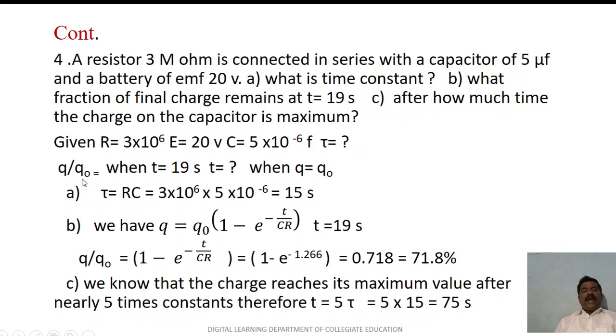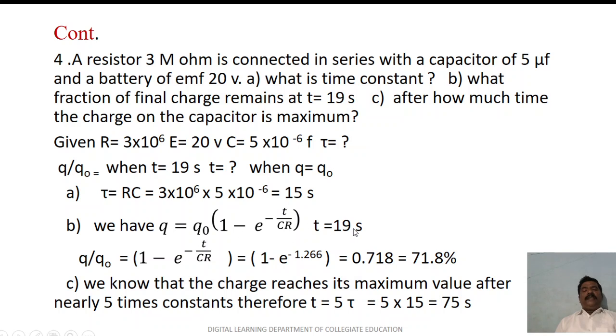So we have the Q by Q naught when t is equal to 19 seconds. (a) tau is equal to RC, that is 3 into 10 to the power of 6 and 5 into 10 to the power of minus 6. Substituting the values of R and C, we will get 15 seconds, that is the time constant of the RC circuit. And (b), we have the expression for the charge in charging, or the growth in your CR circuit, Q is equal to Q naught into 1 minus e raised to the power of minus t divided by CR.